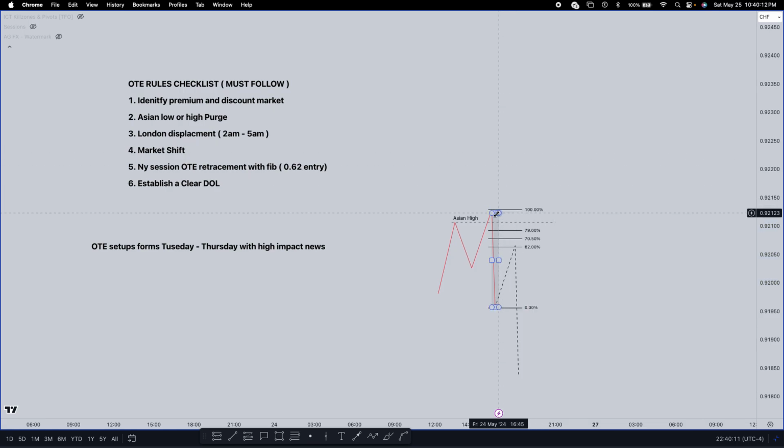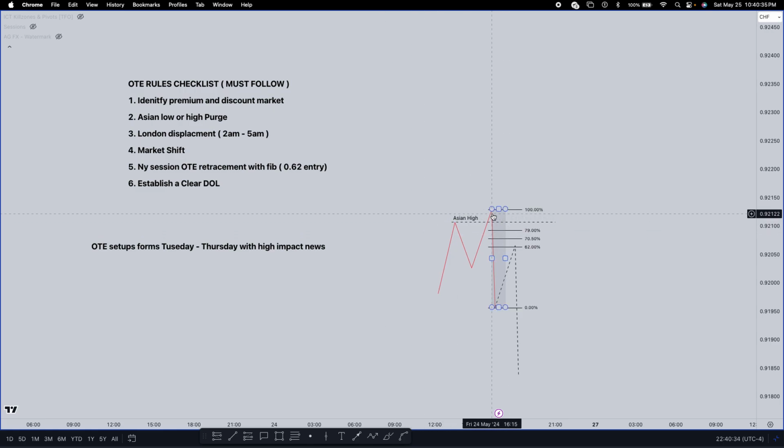Remember, the displacement has to take place during London session. It has to. If it does not, we're not interested in taking New York session OTE retracements. We're only looking to take the London displacement. So if London does not show clear displacement, we're not interested in what New York session is going to do.